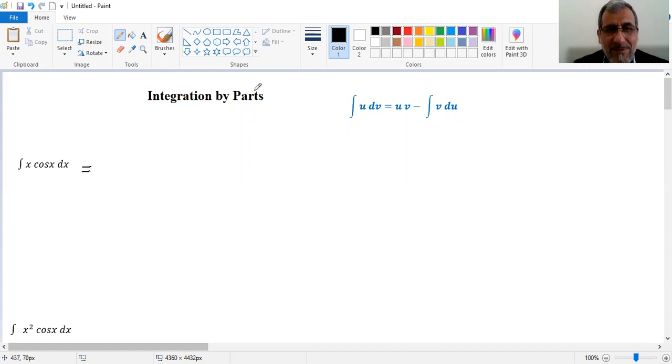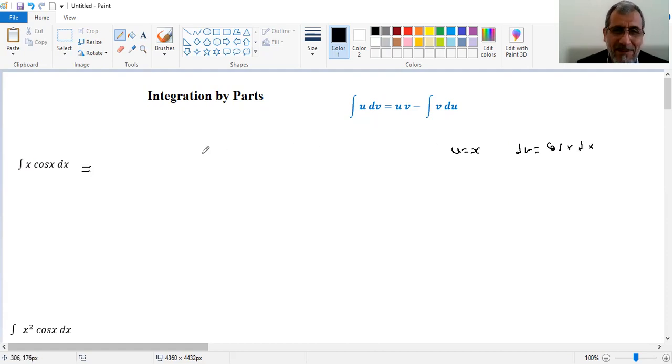So we choose u equal to x, because the rule is u dv: u is x and cosine x dx is dv. Why? Because the derivative of x is 1. Now u equal to x and dv equal to cosine x dx.